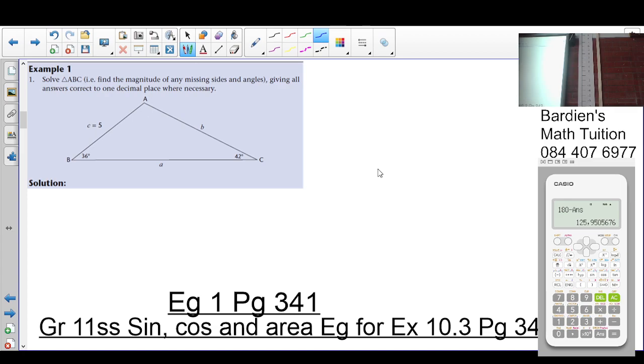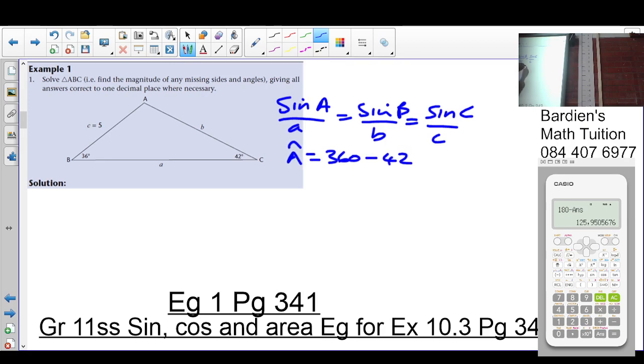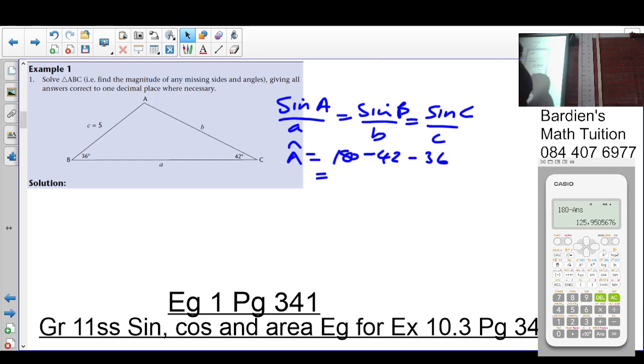Okay, so what do we have? We have 2 angles, so it's of course a sine rule. So we know that sine A over A is equal to sine B over B is equal to sine C over C. You could have used A over sine A is equal to B over sine B and C over sine C. It doesn't matter. Okay, so what do we have? Do we have angle A? No. But we can calculate angle A. So angle A is going to be 180 minus 42 minus 36, which gives us an angle of 102.